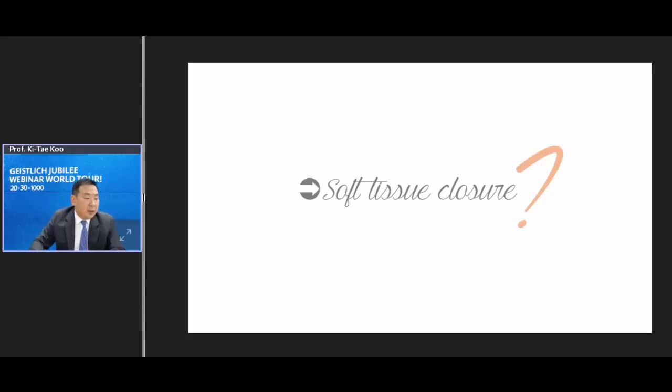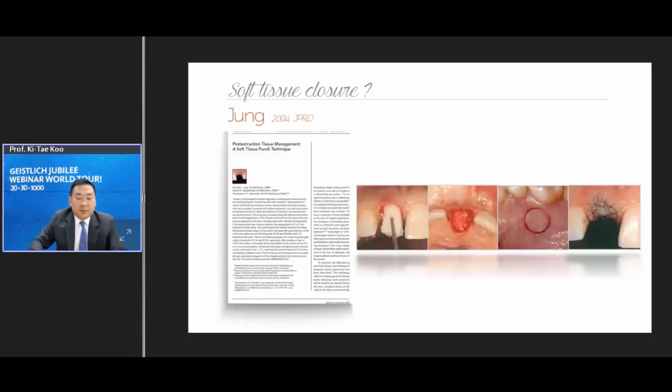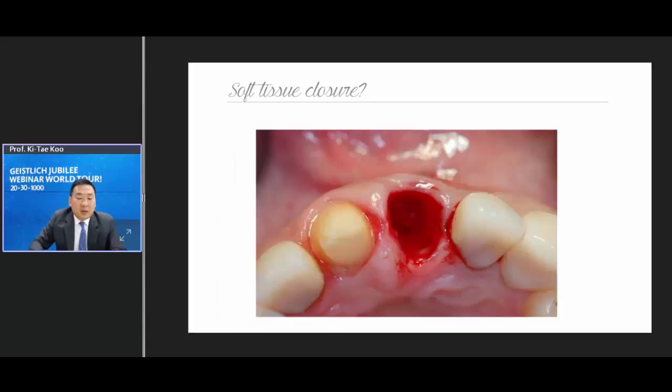Now, another frequently asked question is about soft tissue closure. What do we do? Do we need to close the area? There was a beautiful study done by Dr. Jung from Zurich. Initially, I guess he used a palatal punch, a free gingival graft, to cover the area. But the problem in this case is patient morbidity. The patient feels very uncomfortable. It is very painful. So one alternative I would like to use is mucograft seal.